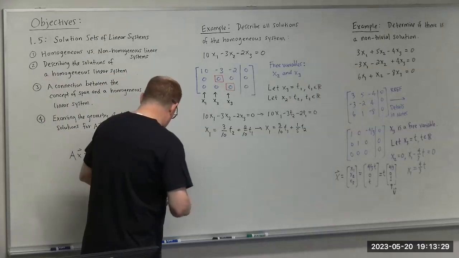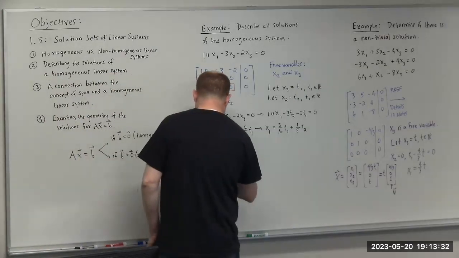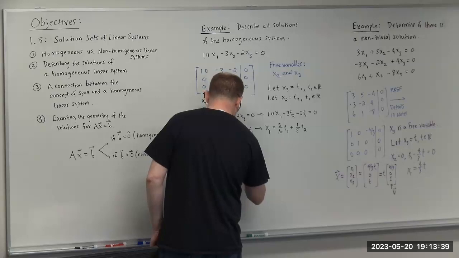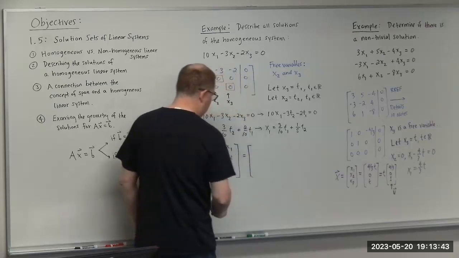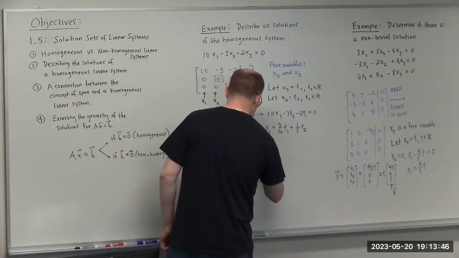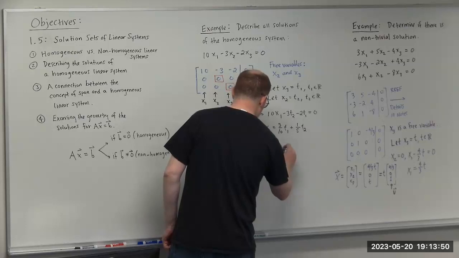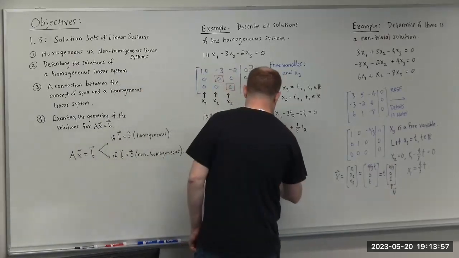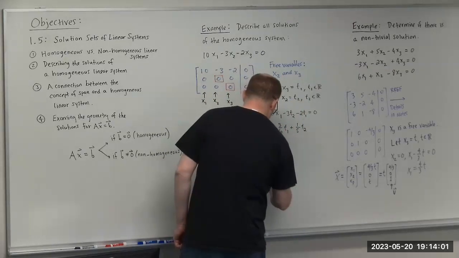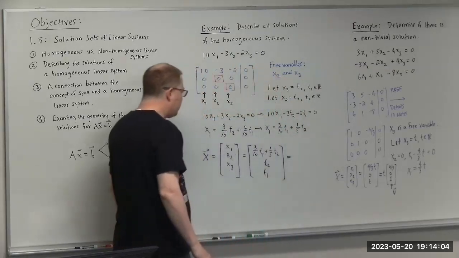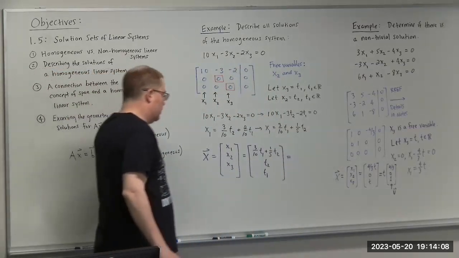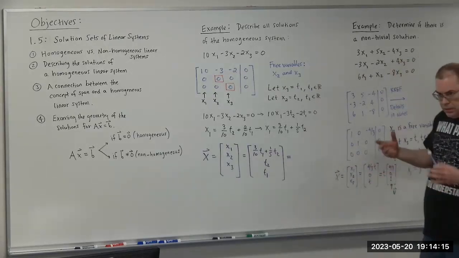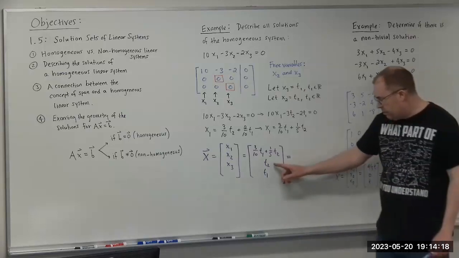Now let's write out our solution vector. x1 is this. x2 is going to be t2, and x3 is t1. The important thing here is that whenever you have a free variable, your solution vector is always dependent on that free variable, just like here and just like this one here.